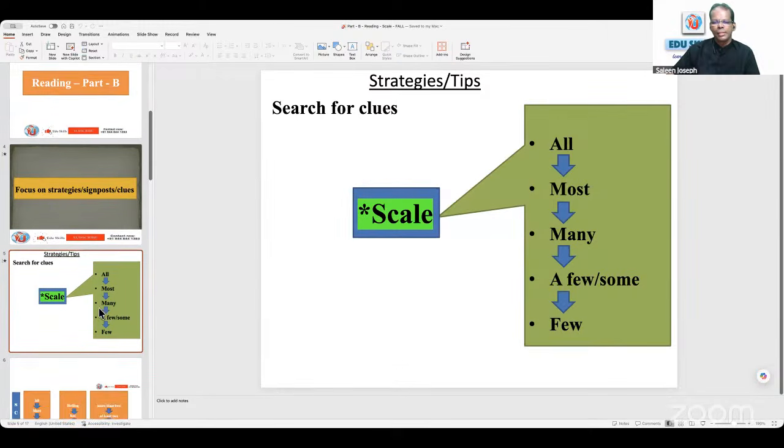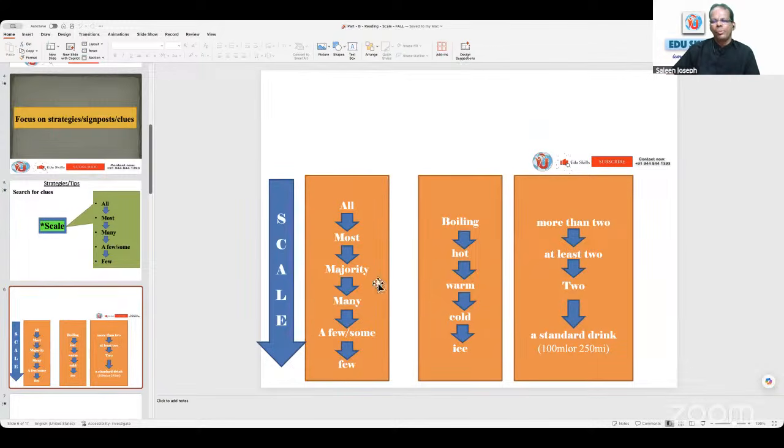Okay, this is what we have seen just now, almost. See now: almost, majority, many, a few, some, few. It will have a number. Boiling, hot, warm, cold, ice. These are the scales. Hot water is not warm water. More than 2, at least 2, a standard drink. You have seen that in the National Health guidelines: more than 2, at least 2, a standard drink. The scale: 1 peg, 2 pegs, more than 2 pegs.